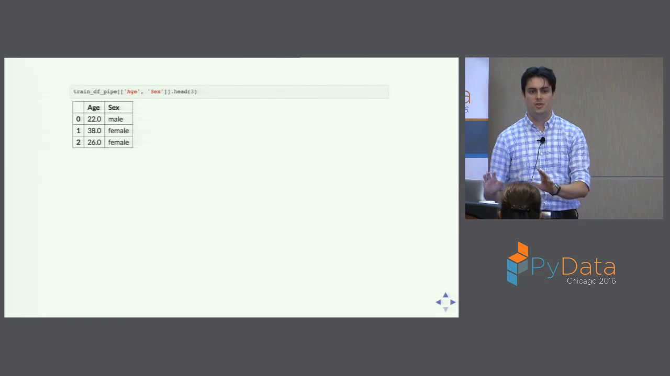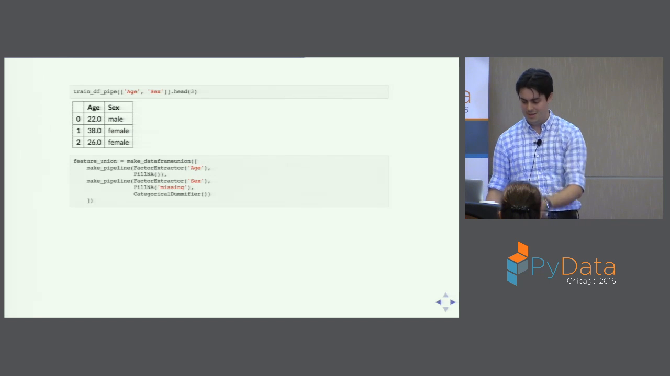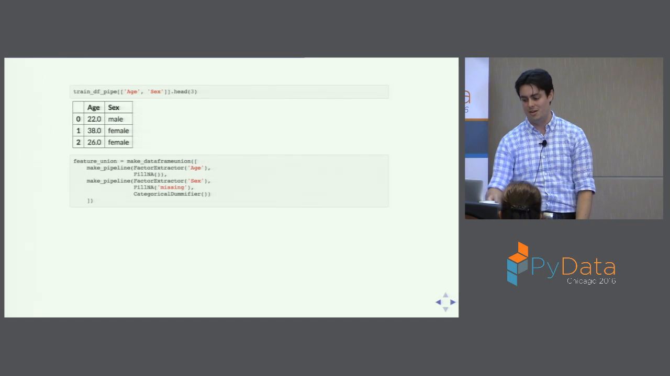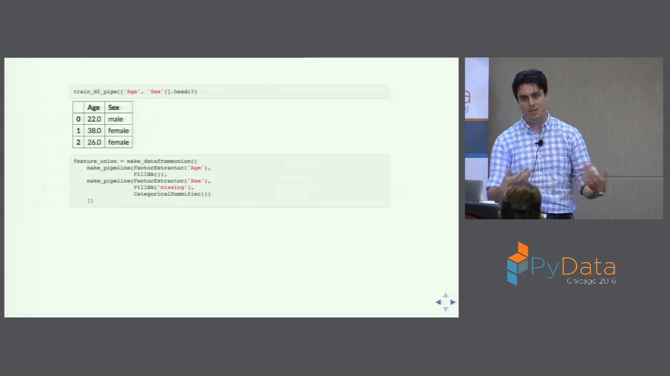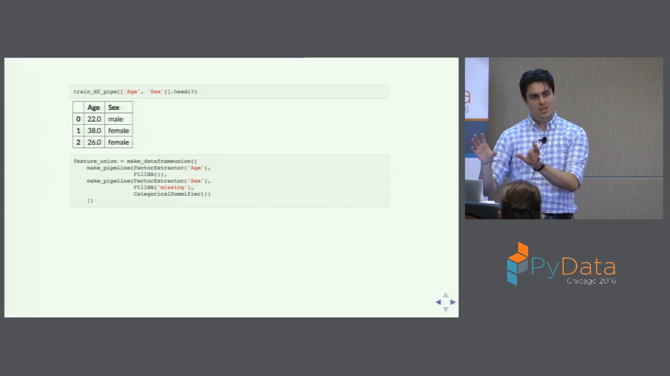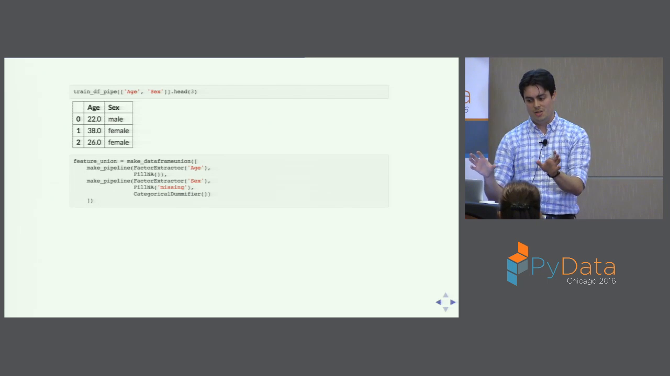So let's talk feature union. We've got a feature union right here. Feature union equals make data frame union. This is making one of mine. We can keep thinking of it as a feature union. They're virtually identical. But this is that same little visualization.